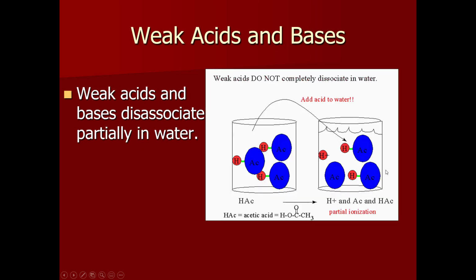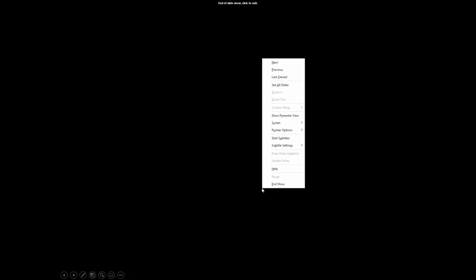But weak acids and bases only partially dissociate. This is acetic acid, this is vinegar, and vinegar is not a very strong acid. If you notice here, if you add it to water, most of the vinegar molecules stay connected to each other, but there's just one that separates. So if you get partial ionization or some dissociation, then that's pretty weak. But if all of the acid or base dissociates into its individual ions, then that is strong. And those are some characteristics of acids and bases.